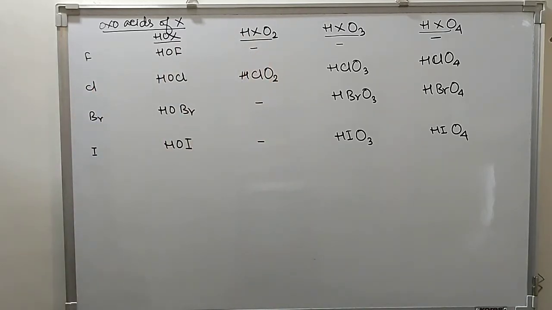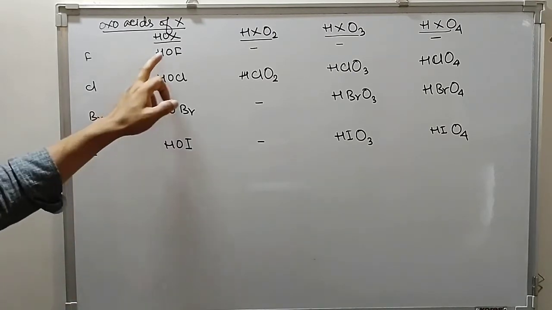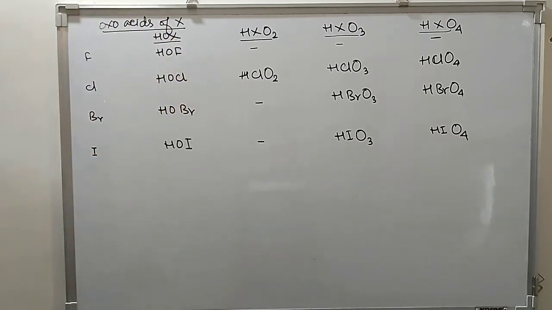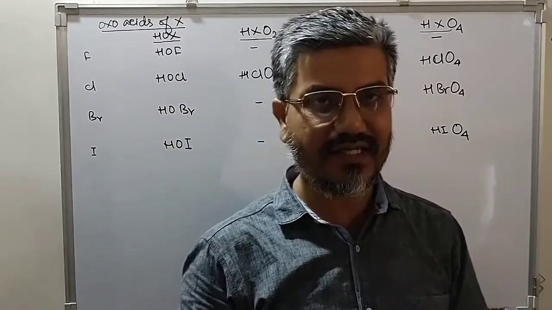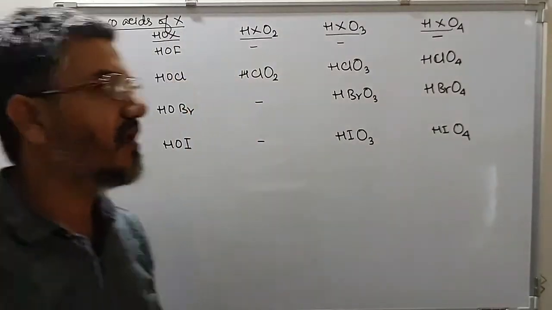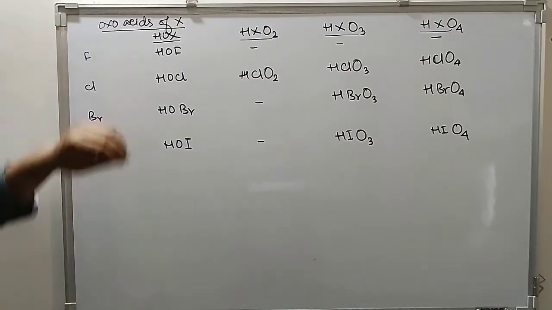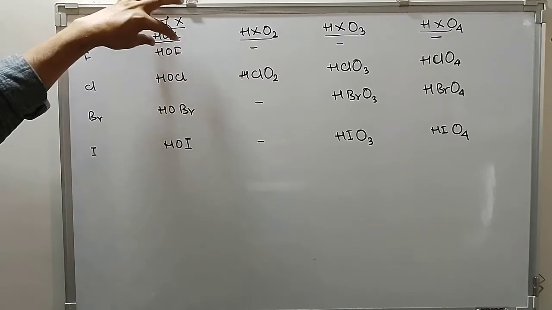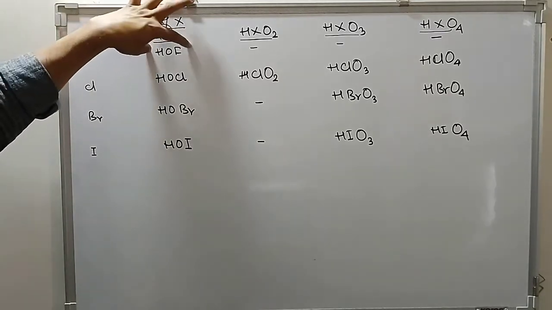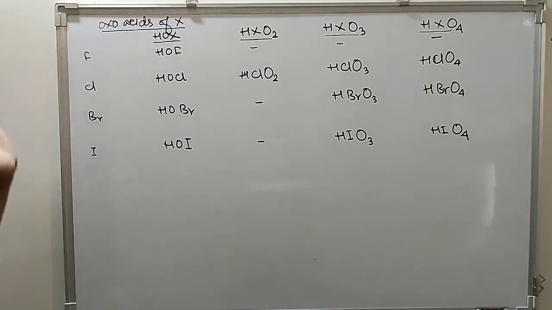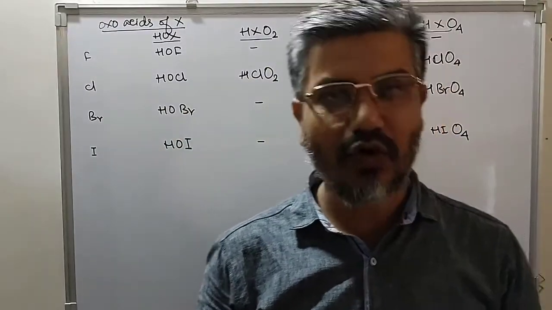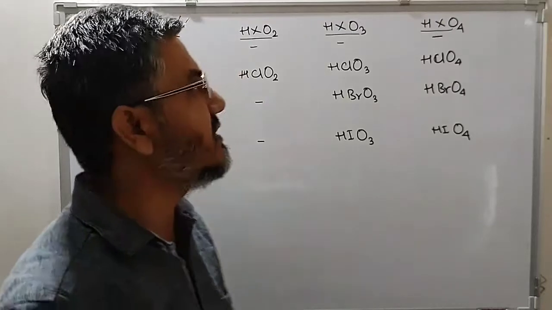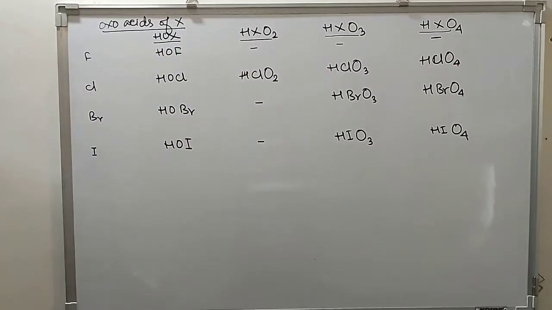Fluorine forms only one oxoacid, that is HOF. The reason being, fluorine being the most electronegative, smallest in size, does not have any d orbital, so fluorine forms only one oxoacid, that is HOF, whereas the rest of the elements, chlorine, bromine and iodine, contain vacant d orbitals. As a result of this, these form other oxoacids.